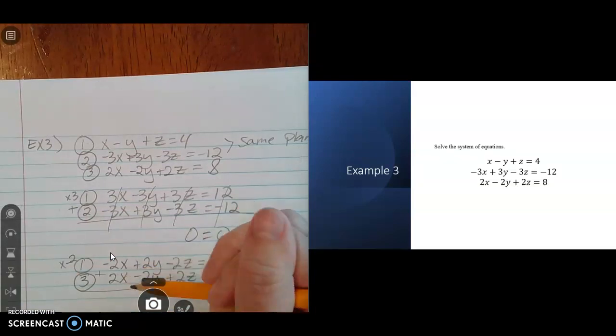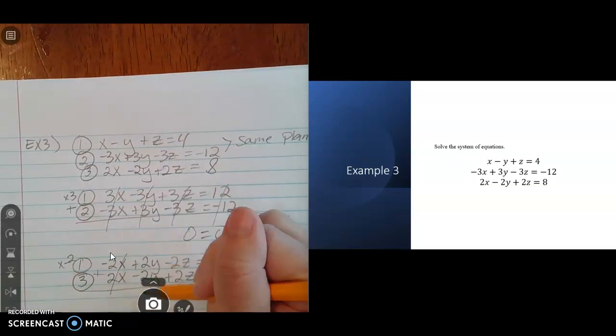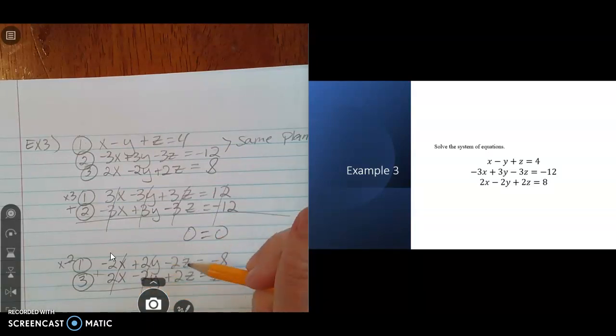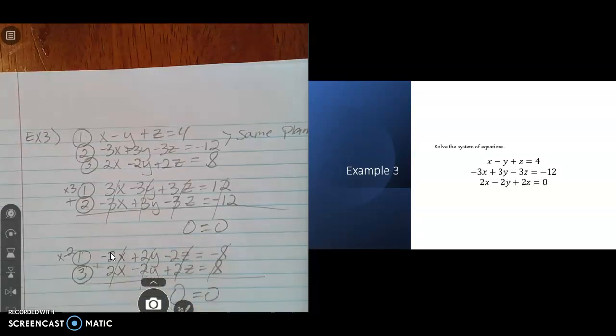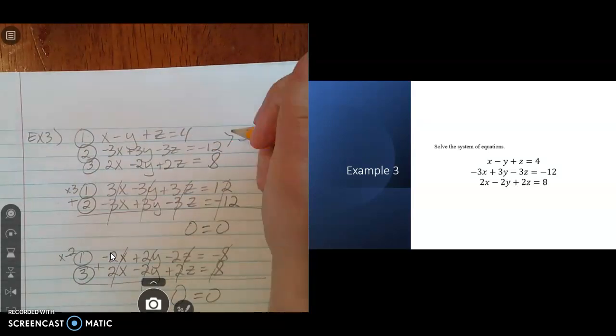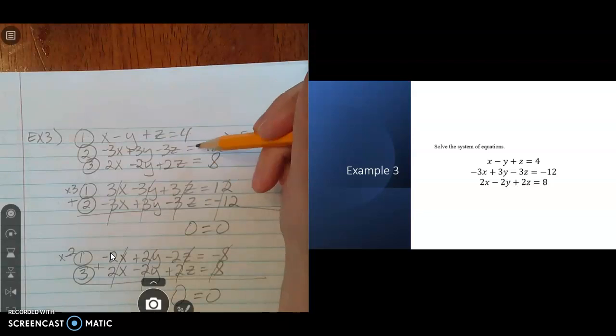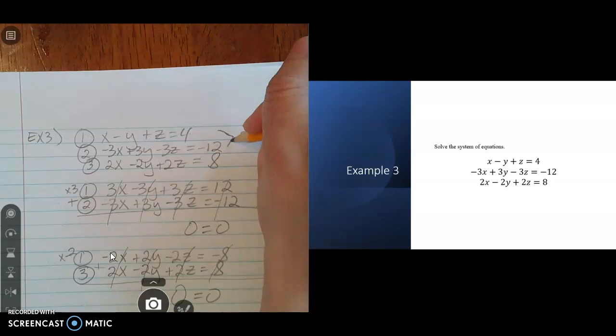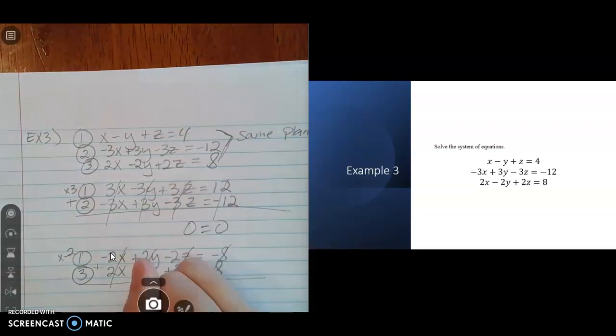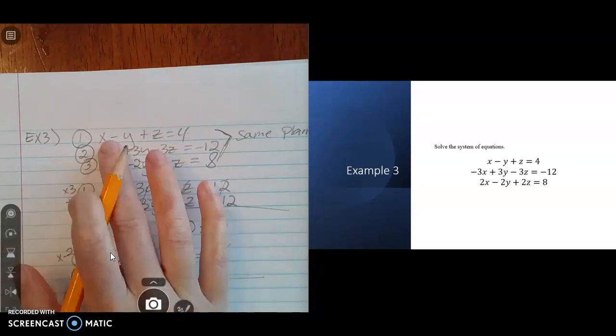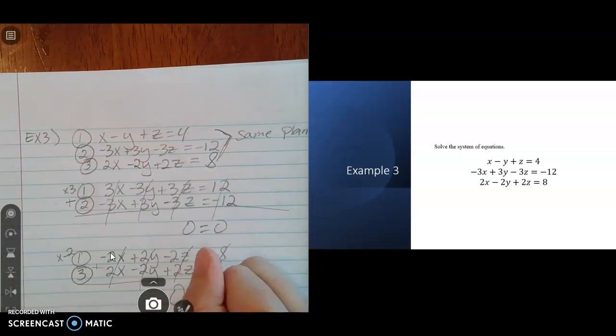Negative 2x plus 2x is 0. 2y plus negative 2y is 0, negative 2z plus 2z is 0, and negative 8 plus 8 is 0. So we get 0 equals 0 again, which means that plane 1 and 3 are also the same plane. And if 1 and 3 are the same, 1 and 2 are the same, that means that all three of these are exactly the same plane. So we are going to have infinitely many solutions, and the solutions are going to be the plane that we have up here.